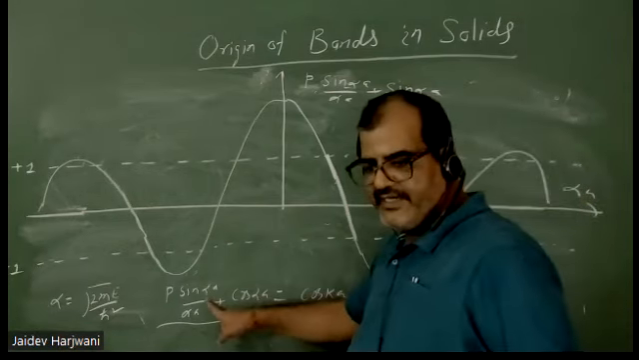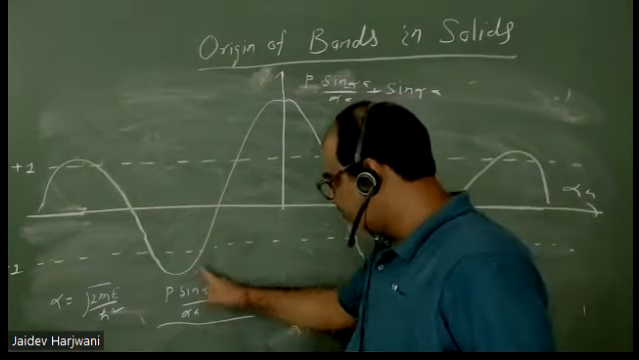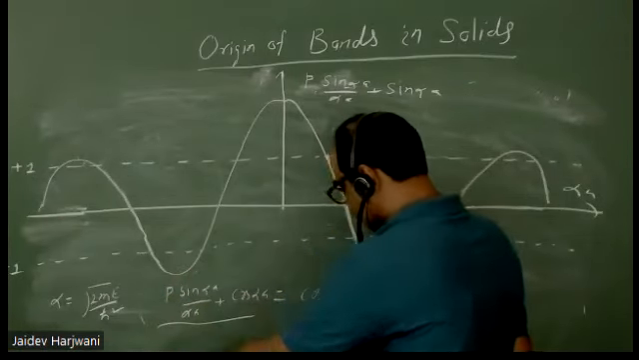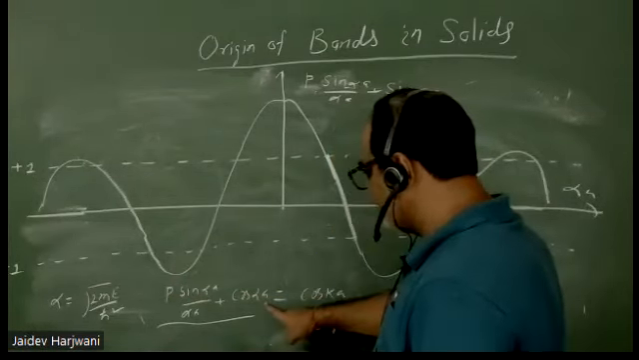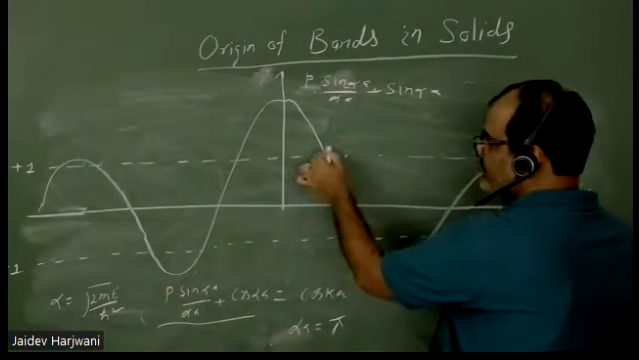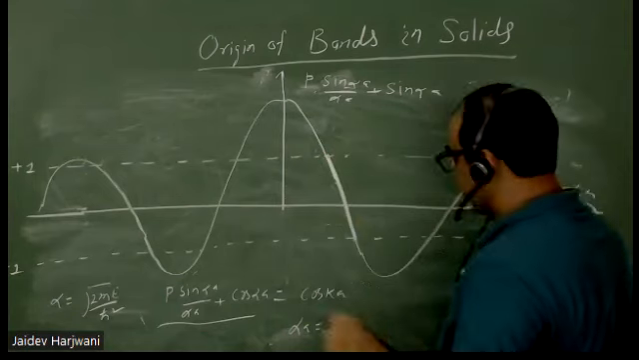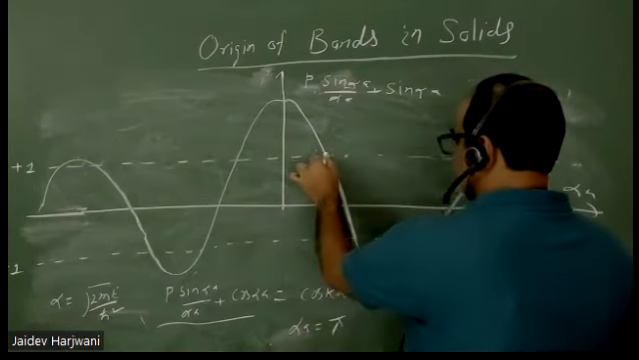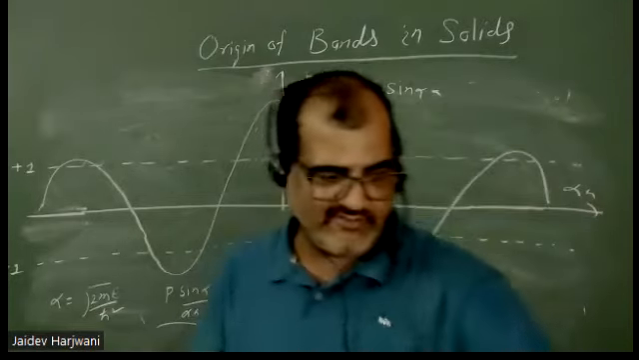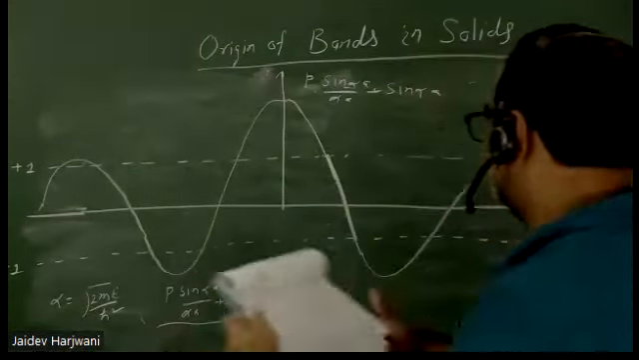If alpha is pi, 2 pi, 3 pi, 4 pi, this term will become 0. So if alpha a equal to pi, what will this term become? Plus 1. So what is the alpha value here? Pi. Now similarly, if I write 2 pi, 3 pi, these are the allowed values.